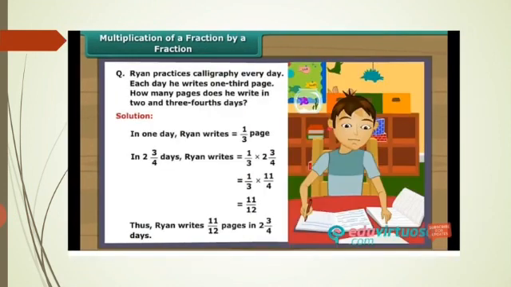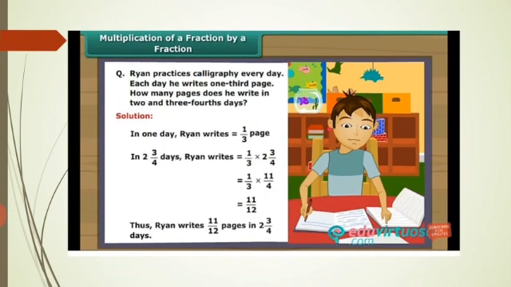Then next, multiplication of a fraction by a fraction. Two numbers, you need to multiply the fractions. You know very well the fractions have three types: proper fraction, improper fraction and mixed fraction. So, I am reading the question.